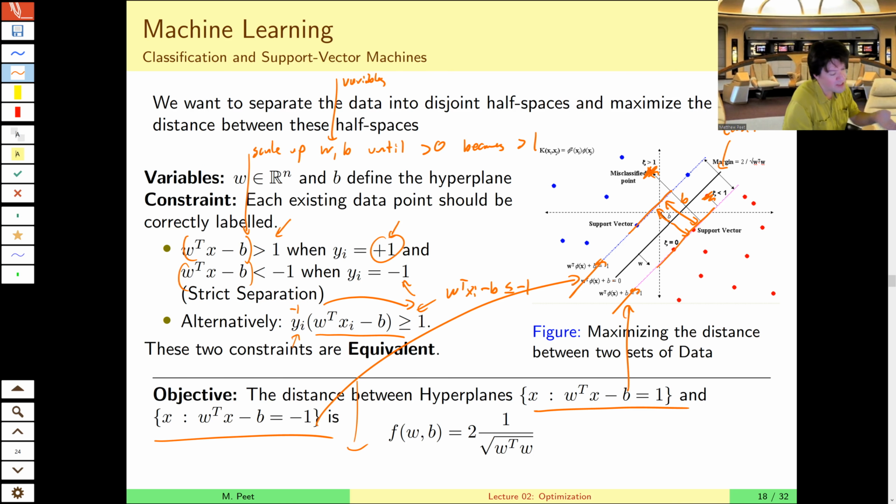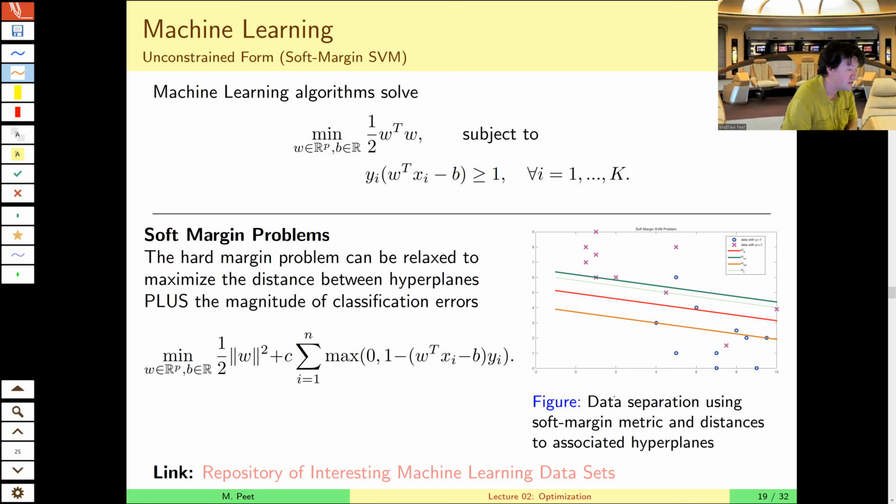Because we scaled up our variables a little bit, or really normalized the scale of the variables, we can find an expression for the distance between these two hyperplanes, which is 2 over the norm of W. So that allows us to find that distance. These are our variables. Notice that b doesn't appear in the objective, but it does appear in the constraints. And so we formulated an optimization problem, which we can now state relatively simply.